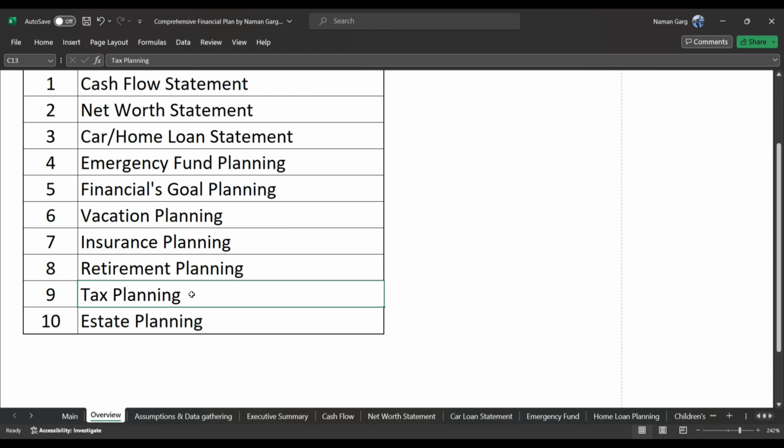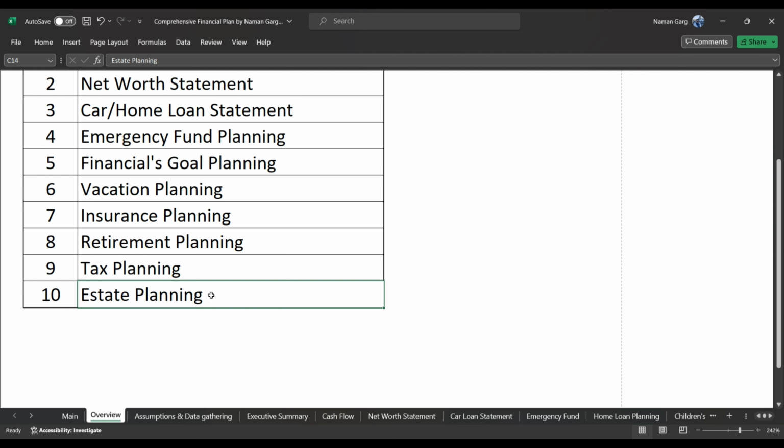Ninth, tax planning. This element will help you understand deductions, sections, and smart investments to keep more of your hard-earned cash. A complete picture for at least the next few years. 10th, estate planning. Estate planning ensures your loved ones are taken care of if something happens. Wills, trusts, and beneficiaries are an easy guide to transfer your assets to your loved ones.